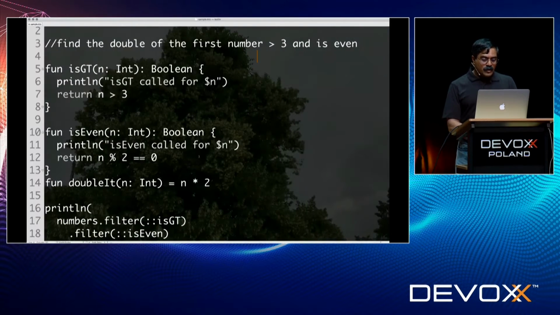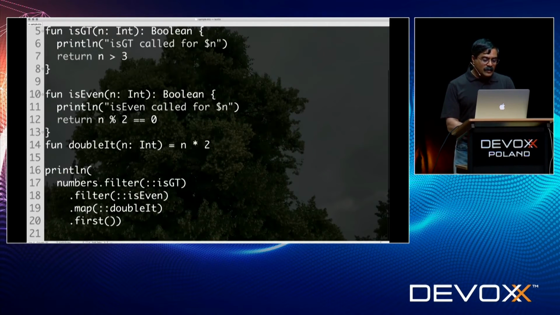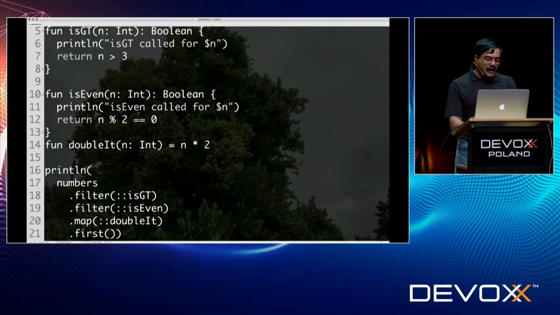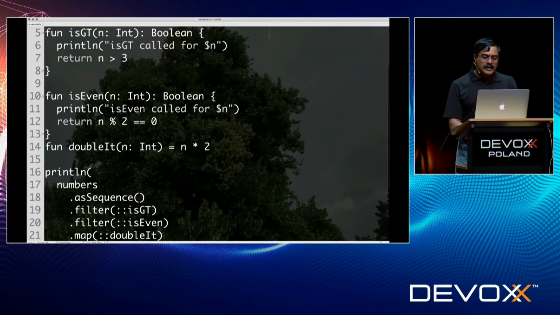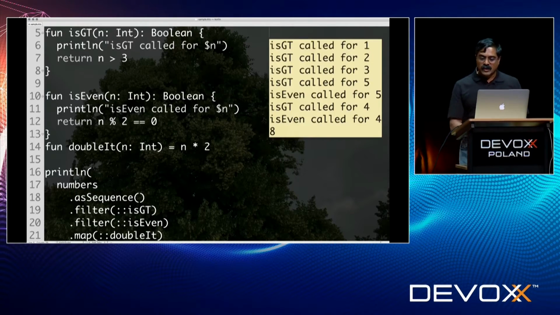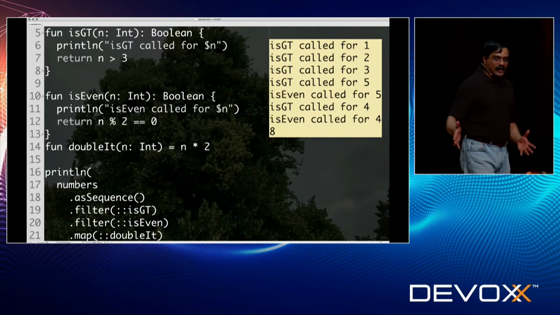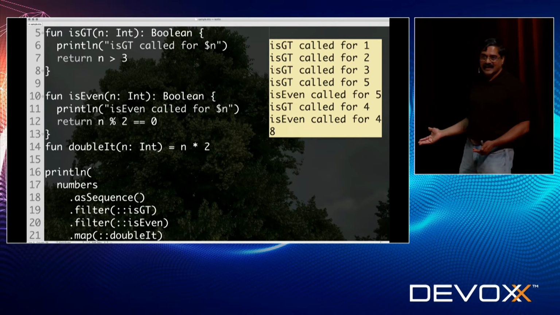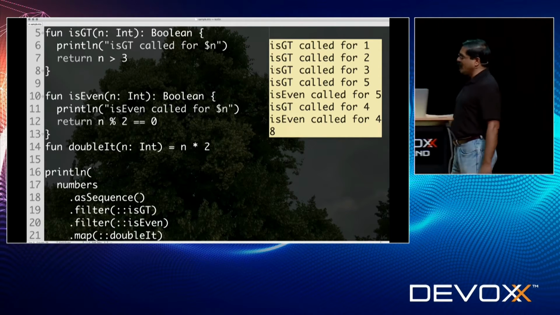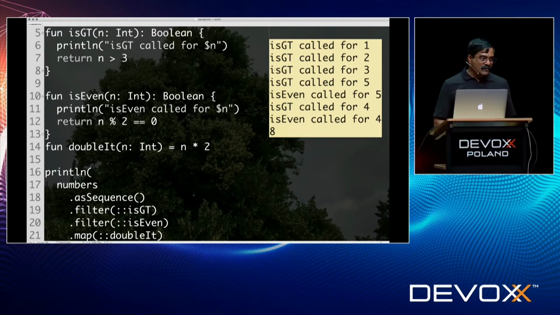And what you can do, though, you've got to be careful with this, is you can go in and say, yes, I do want laziness, and you put asSequence over here. And when you turn that into a sequence, when you run the code, you notice that in this case, you're not doing all that extra work. You did not touch any value past the value 6 at this point. So the sequence gives you laziness of evaluation.